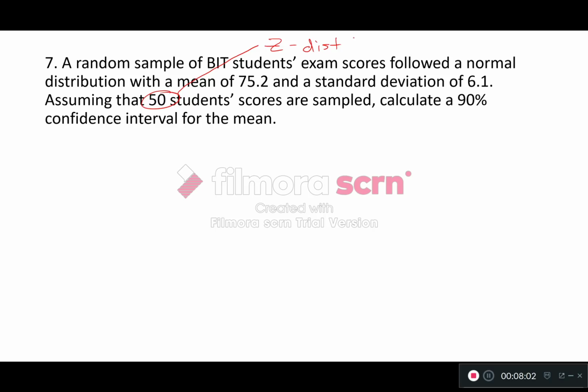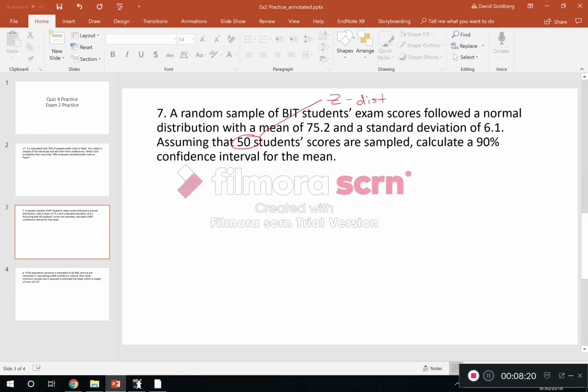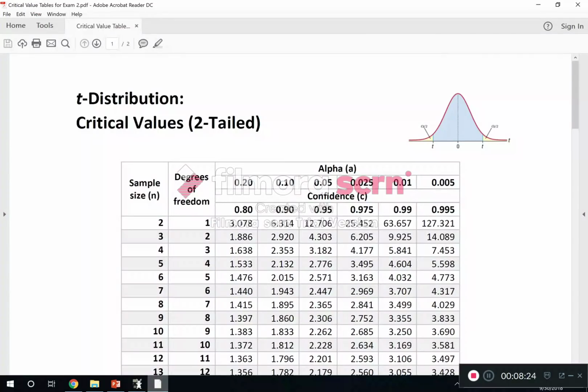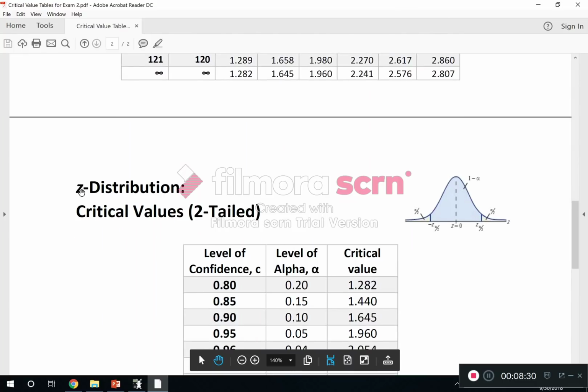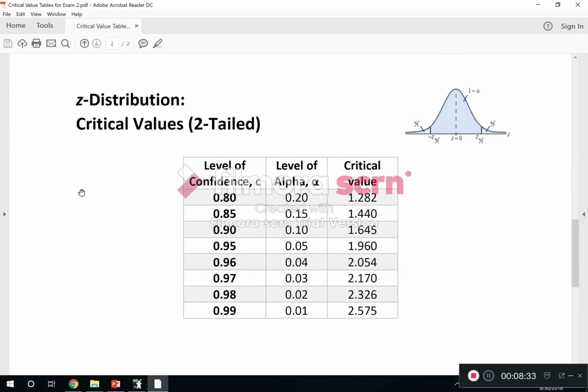Next step that we need to take, once we've identified that it's the z distribution, is we actually need to figure out our critical value. And our critical value is going to come from the critical value table that was handed out in class, which pertains to the z distribution and to the t distribution. So I'm going to get out of the slides for a moment just so that I can go to that table. If you were in class last time, you should have a handout that looks a bit like this PDF. So on one side of the PDF, you'll have t distribution critical values, and on the other side of the PDF, you'll have z distribution critical values.